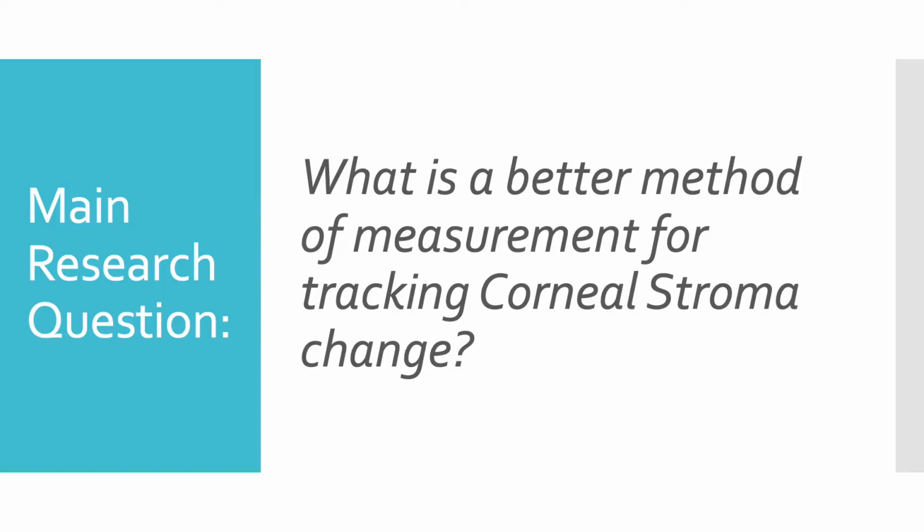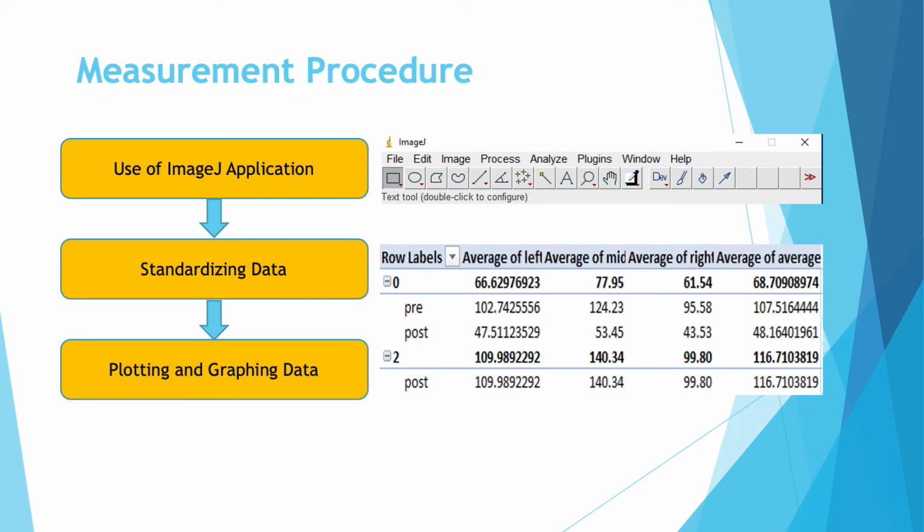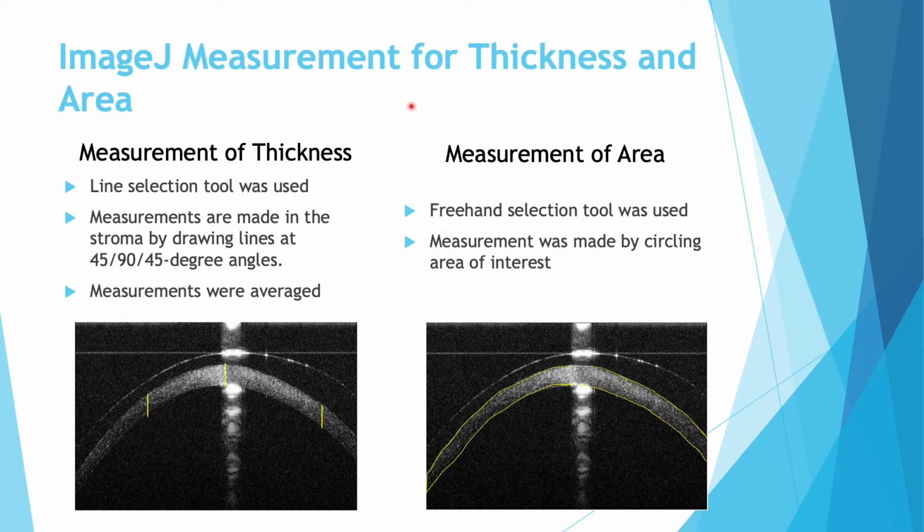That leads us to our main research question. What is a better method of measurement for tracking corneal stroma change? Importantly, our measurement procedure includes the use of the ImageJ application, followed by the standardizing of data, followed by the plotting and graphing of data. The ImageJ application allows us to measure the corneal stroma in two different methods, one being by thickness and the second being by area.